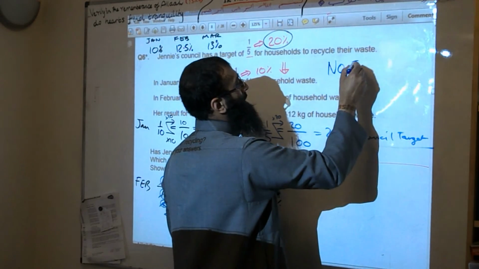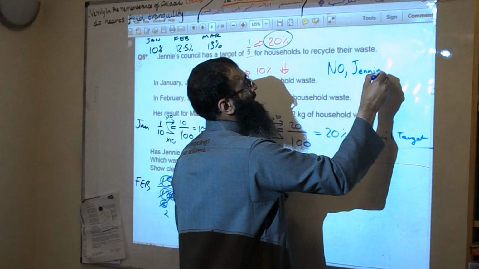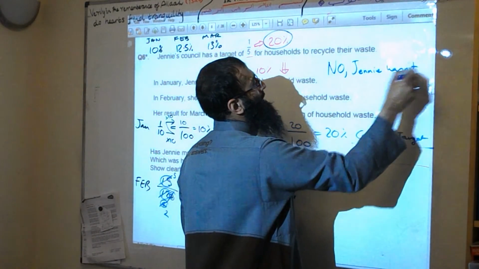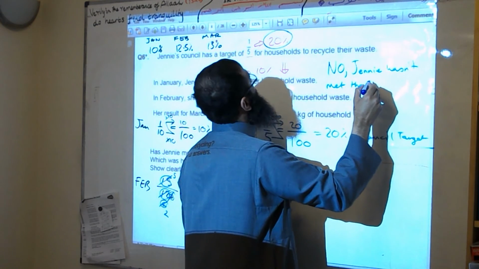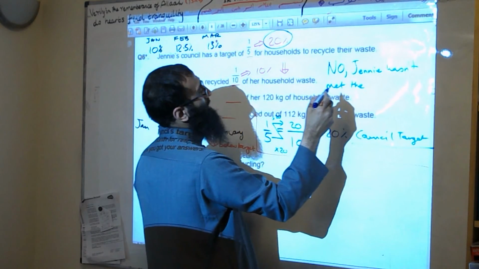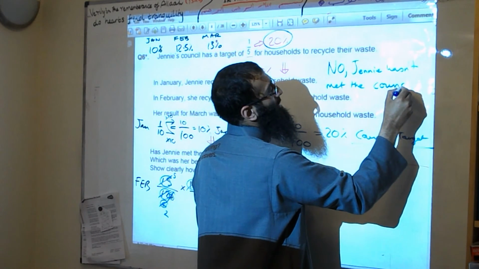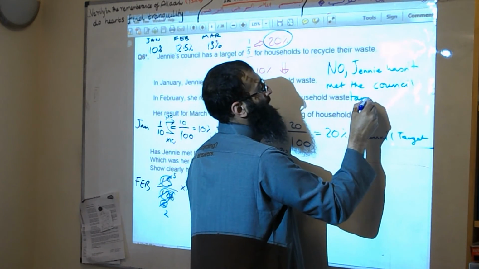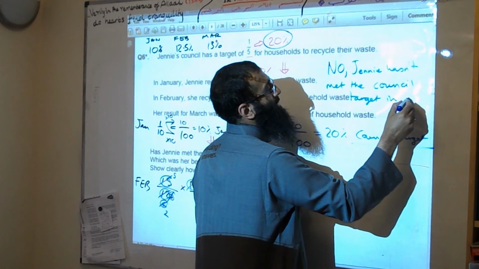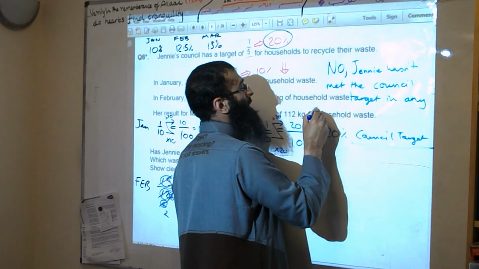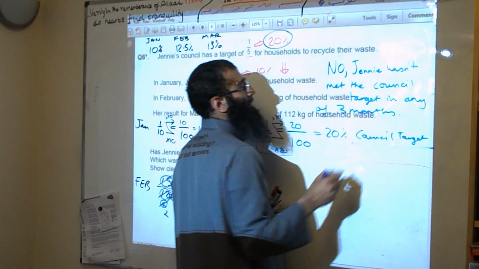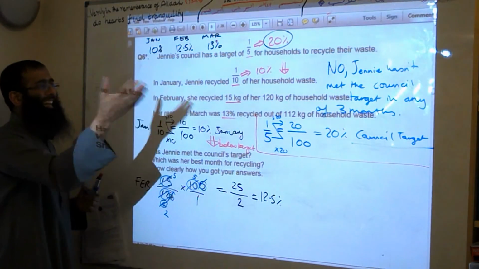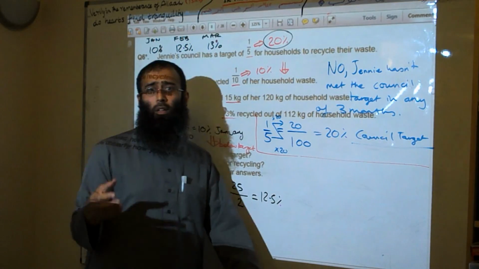So Jenny hasn't met the, is it government or council target? Met the council target in any of her months. In any of the 3 months considered. So that's our initial statement. No, Jenny hasn't met the council target in any of the 3 months.